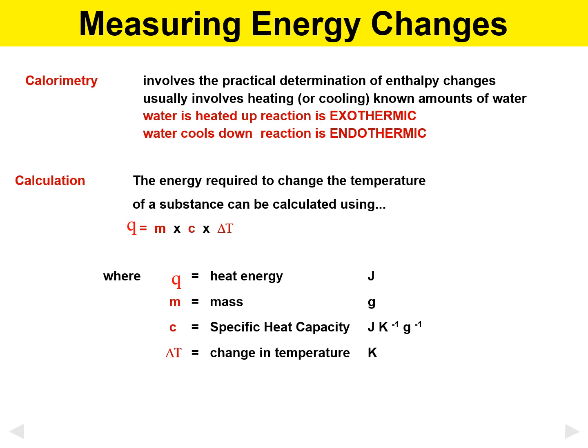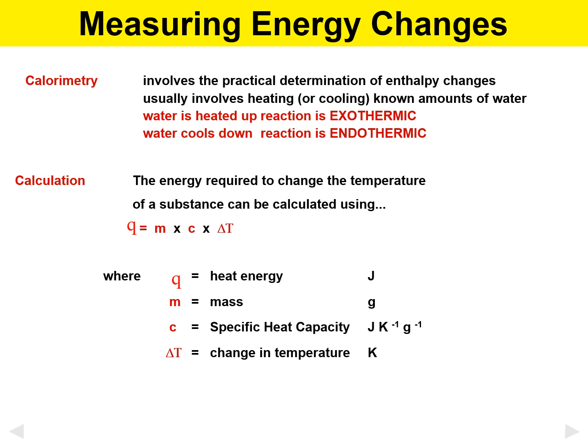It is relatively easy to measure temperature changes for reactions that take place in solution, such as neutralization and metal displacement, and it's easy to measure temperature changes for combustion reactions. We're going to use the formula Q equals mc delta T. Q stands for heat energy and is measured in joules.